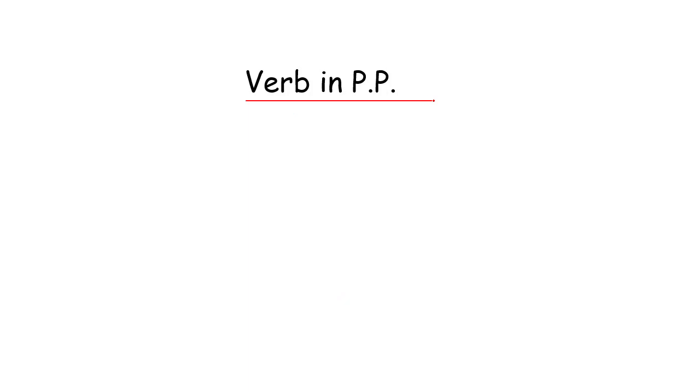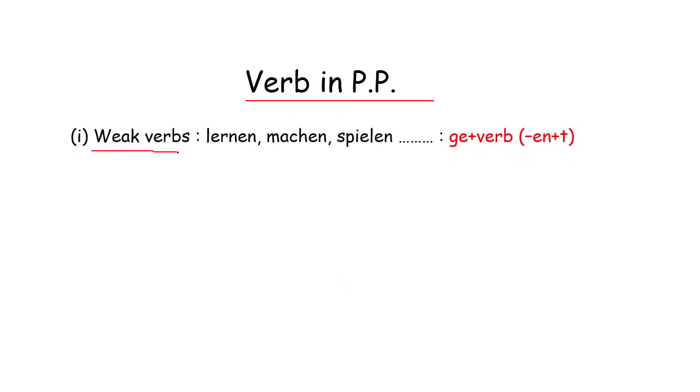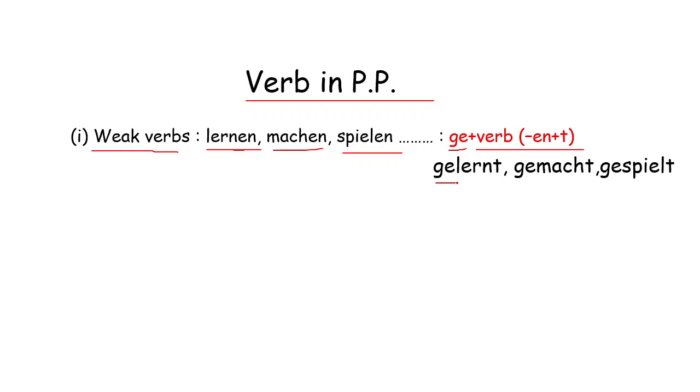Let's see how we are going to change the verb into PP. Weak verbs. Normally regular verbs are the weak verbs, but not all regular verbs are weak verbs. Like lernen, machen, spielen. I'll share with you the list of regular and irregular verbs, weak and strong verbs, in the comment section. And here we add GE plus verb, remove EN and add T. Like lernen becomes gelernt: add GE, remove EN at the end and add T. Machen becomes gemacht, spielen becomes gespielt. Lernen, gelernt, machen, gemacht, spielen, gespielt.